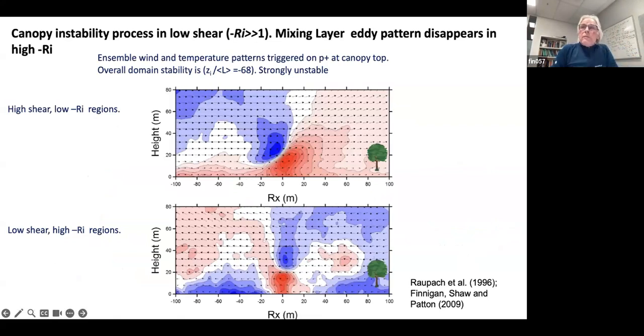So I'm going to have to move on quickly because time's getting on. But if we now go instead to that same simulation, we'll go to regions where the shear is low, across that 5 kilometre by 5 kilometre patch. And if you look at the low shear regions, that characteristic mixing layer eddy structure has disappeared. And instead we get this kind of mess. So what's going on there?